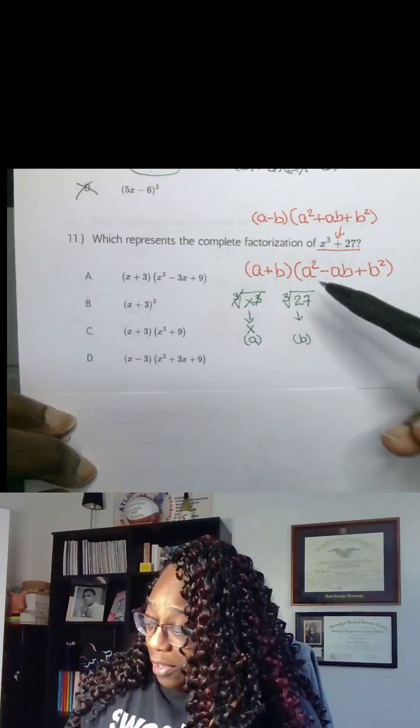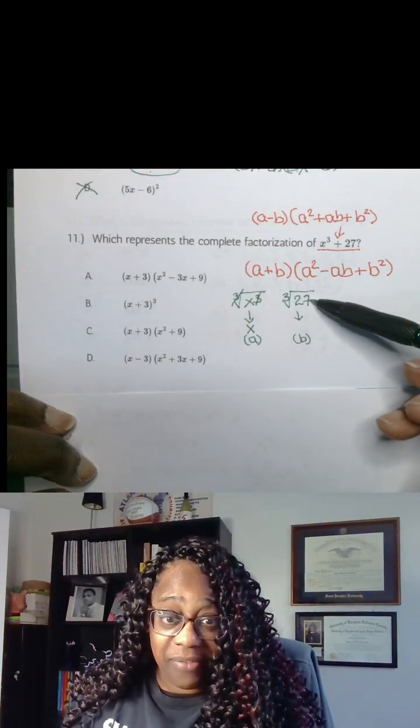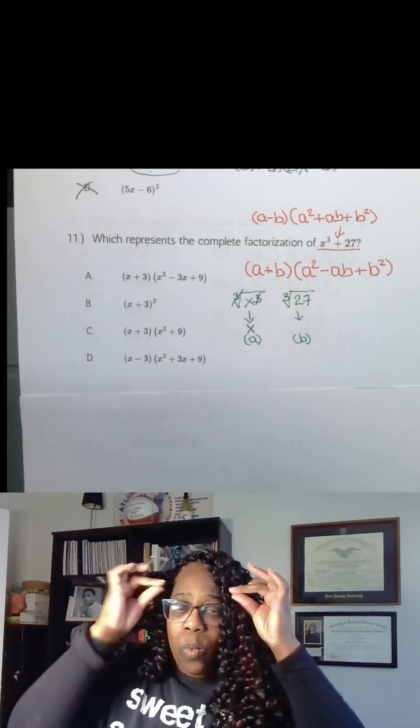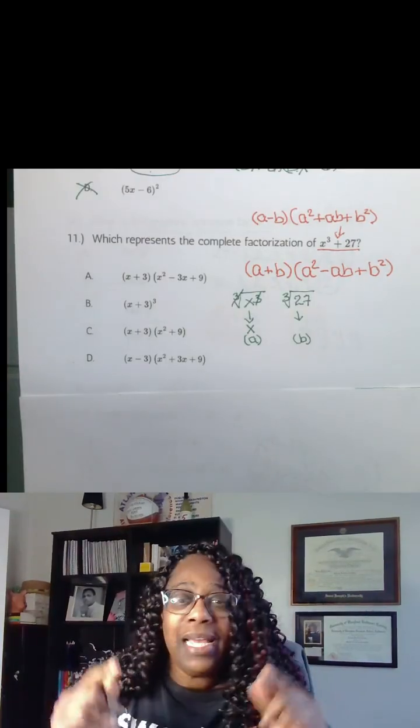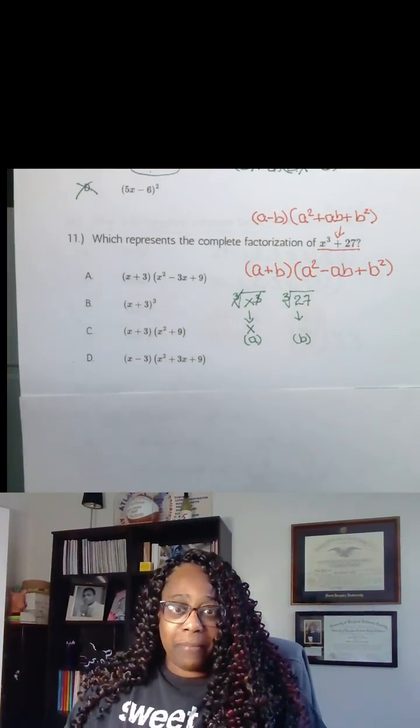So now we need the cube root of 27. So we got to think, what number multiplied by itself 3 times is going to give me 27?